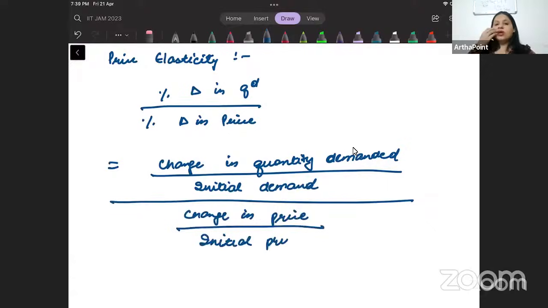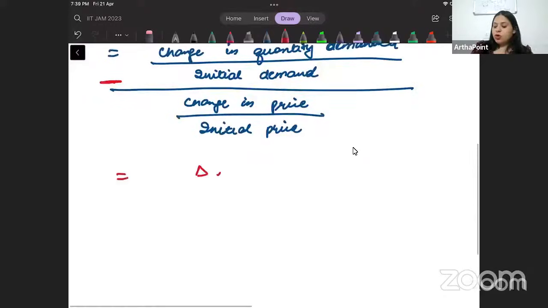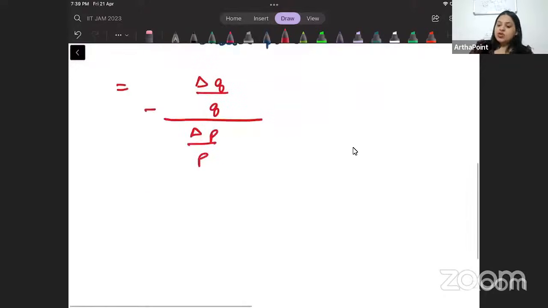हमेशा याद रखना, क्योंकि हम एक बेसिक नॉर्मल गुड की बात कर रहे हैं, that is why we will always have a negative sign with price elasticity. This negative sign just means that I am talking about a normal good which has an inverse relationship between quantity demanded and price. So there exists an inverse relationship between quantity demanded and price. So better write down this further. So this can be change in Q upon Q upon change in P upon P with a negative sign.